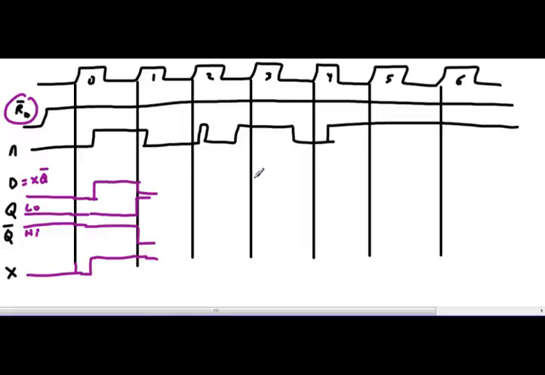What's the next thing that's going to happen? Absolutely nothing. We're going to come over to there. We're going to come over to here. We're going to come over to there. Okay, now, the clock pulse happens, D is low. Because D is low, Q goes down, Q naught goes up.